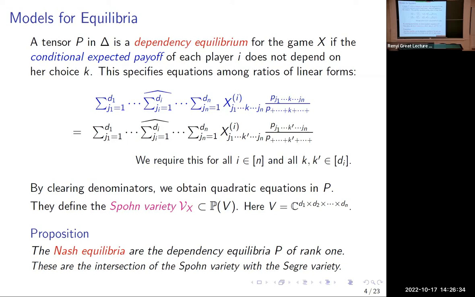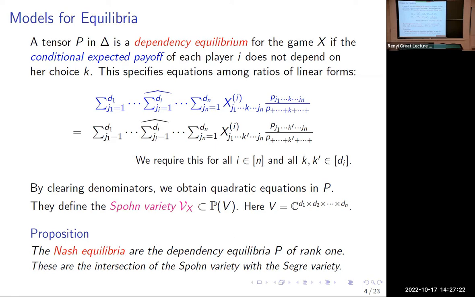Now, many of you will maybe be familiar with the concept of Nash equilibria. The proposition is that the Nash equilibria are dependency equilibria of rank 1. Remember, P is a tensor, right? And a tensor has a rank. You all know the rank of a matrix, right? A matrix has rank 1 if it's a product of a column vector and a row vector. A tensor of rank 1 is the same thing, except you have more dimensions, right? If you take the outer product of a bunch of vectors, you get a rank 1 tensor. And if our tensors have rank 1, then that corresponds to complete independence. And those are the Nash equilibria.